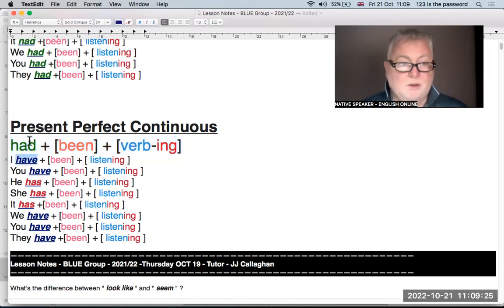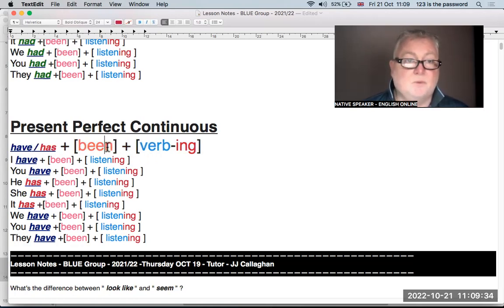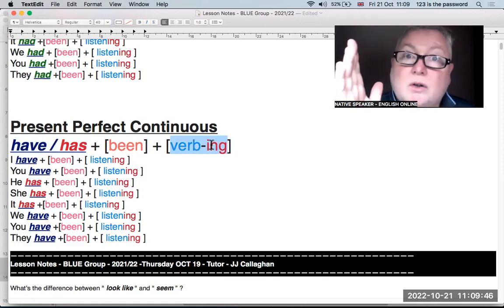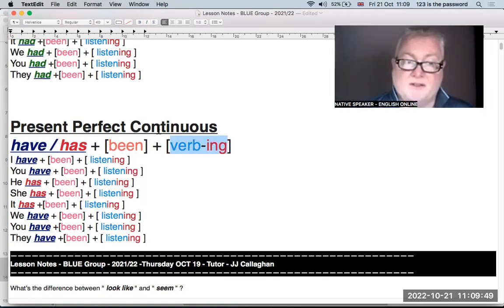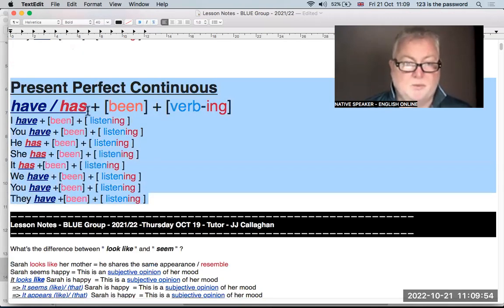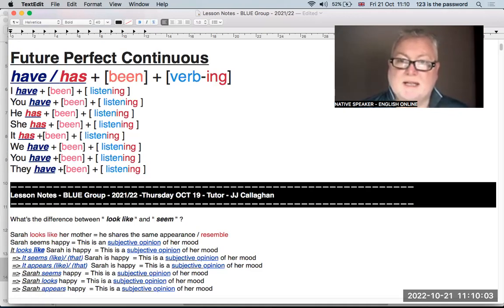So this one will be either have or has, one of those, okay? And then been plus verb ing. Always, always, always. So that's the present perfect continuous. There we have the past perfect continuous, the present perfect. How about we go for the future perfect continuous? Alba, could you give me the formula for the future perfect continuous?